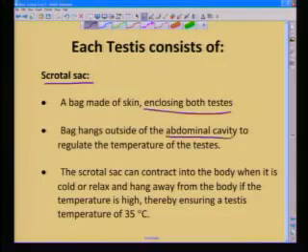All right, the bag hangs outside the abdominal cavity to regulate the temperature of the testes. Now, this is incredibly important. The sperm cells are produced at 35 degrees Celsius, but our body temperature ranges between 36.5 and 37.5 degrees Celsius. So we say our average body temperature is approximately 37 degrees.